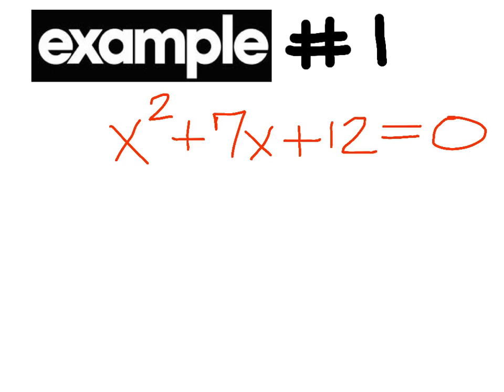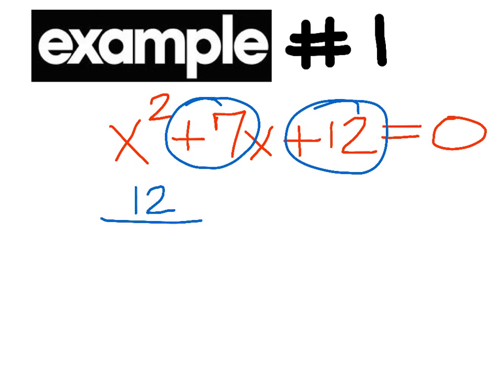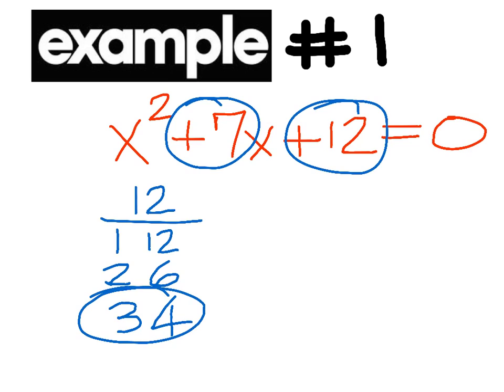What you must do is find two numbers that multiply to give you 12, but they add to give you a positive 7. The factors of 12 are 1 and 12, 2 and 6, 3 and 4. So which pair of numbers will add to get 7? 3 and 4.